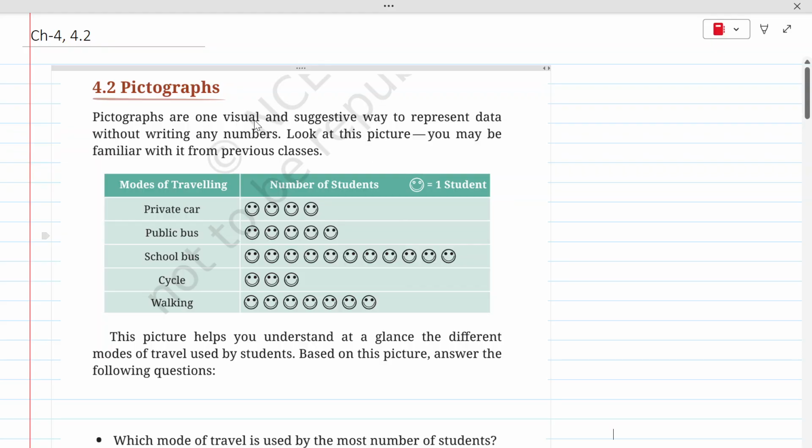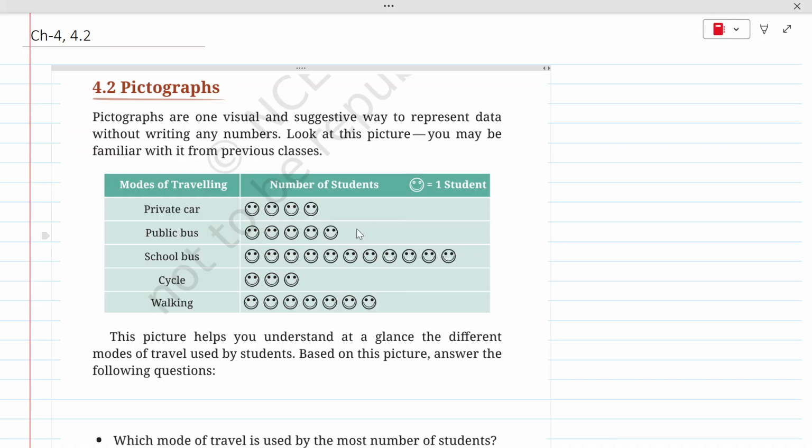Pictographs are one visual and suggestive way to represent data without writing any numbers. So look at this picture. You may be familiar with it from the previous classes. So this is something we have done. In the case of the pictograph kids, what we do is we represent the data in the form of pictures. Okay, we can take any picture.